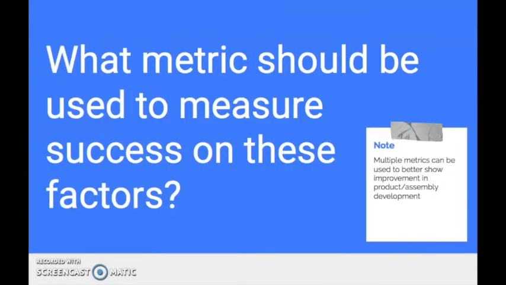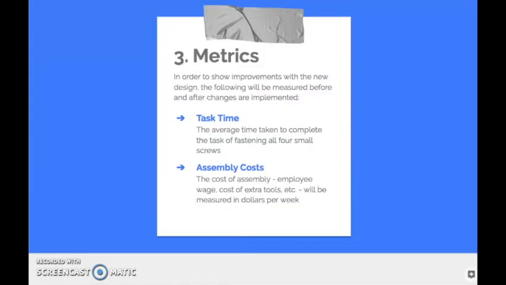So in the few upcoming slides, we're going to discuss the metric that we use to measure our success. So just a side note, in order to measure our success, we had to use multiple metrics. So the 2 metrics that we use to define our success is task time and assembly cost. So we define task time as the average time taken to complete the task of fastening all 4 of the small screws, and assembly cost as the cost of assembly, which is composed of employee wage, cost of extra tools, etc.